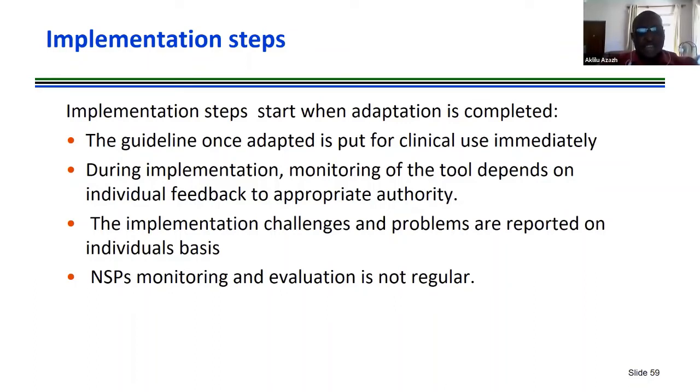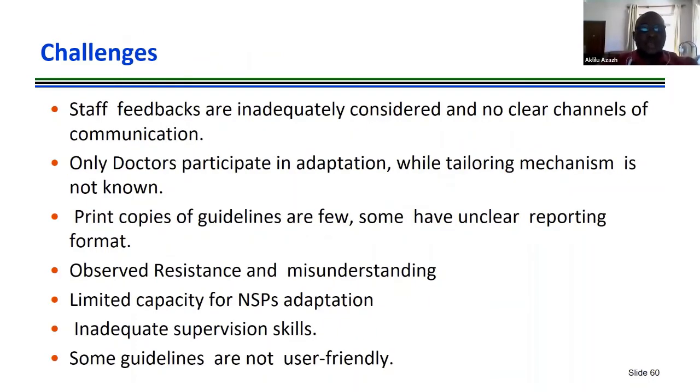NSCP's monitoring and evaluation is not actually regular. It's continuous. Now, although we have seen some good information on this assessment, the challenges are still there, and they may be even more problematic for implementation of the guideline.